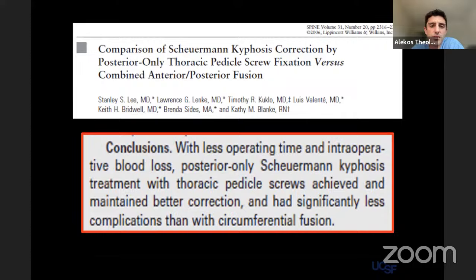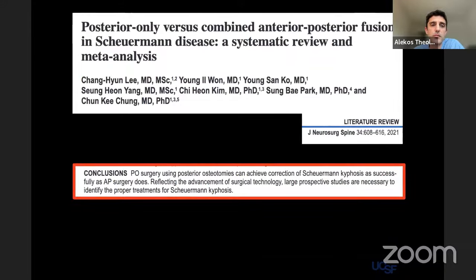This is a nice study in 2006 from the WashU group that found that posterior-only approach had decreased operative time, decreased blood loss compared to those that had anterior and posterior operations. This is a relatively recent systematic review and meta-analysis looking at the same, posterior-only versus circumferential fusion for Scheuermann's disease. They found that posterior-only surgery using posterior osteotomies can achieve correction of Scheuermann's kyphosis as successfully as anterior-posterior surgery does.